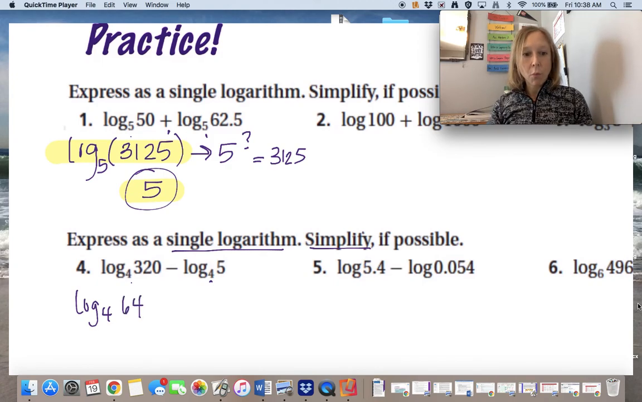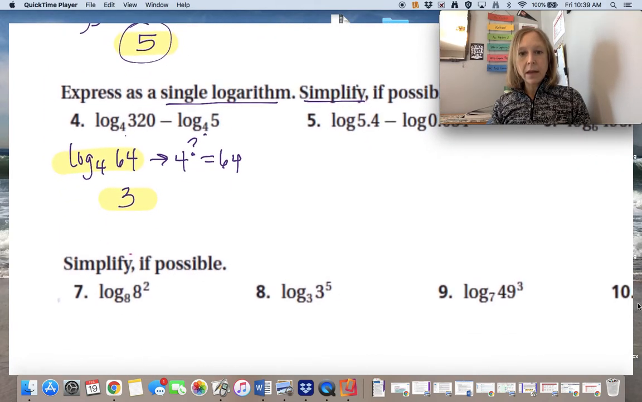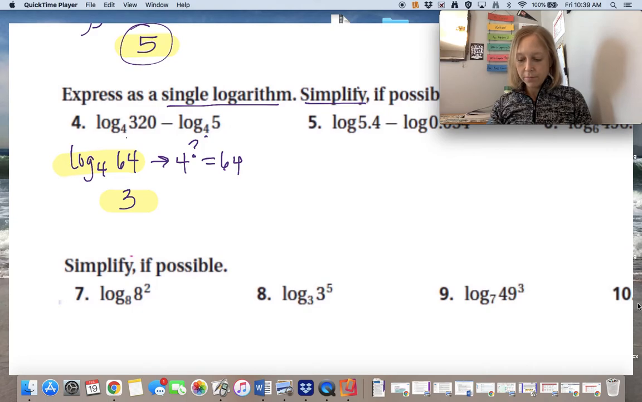So that's step 1. Now I have to ask myself, 4 to what power is 64? I think that's 4 to the 4th. Nope. 4 to the 3rd. Yep. So 3. The 2 parts are right here. Single logarithm, solution. All right, one more together, and then I'm going to ask you to finish these up on your own.